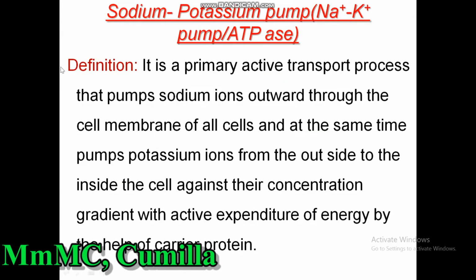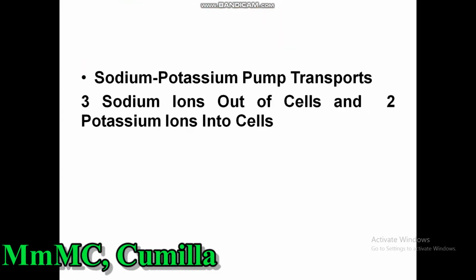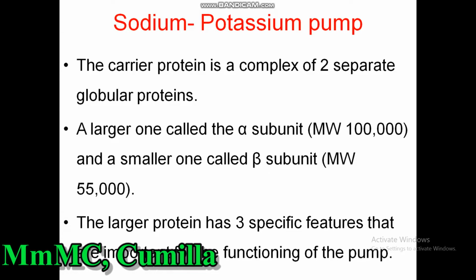It is a primary active transport process that pumps sodium ions outward through the cell membrane of all cells, and at the same time pumps potassium ions from outside to inside the cell against their concentration gradient, with an active expenditure of energy by the help of carrier protein. The sodium potassium pump transports 3 sodium ions out of the cell and at the same time 2 potassium ions into the cell.